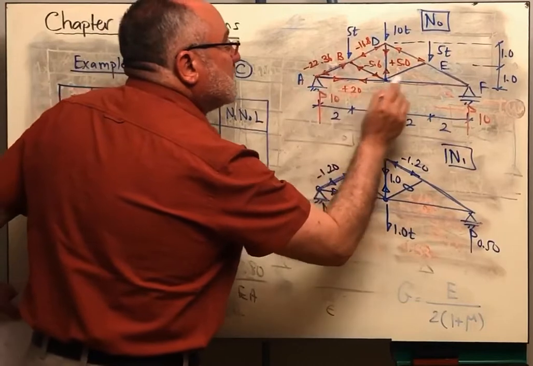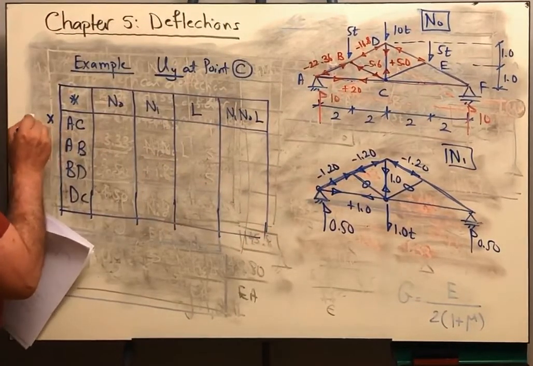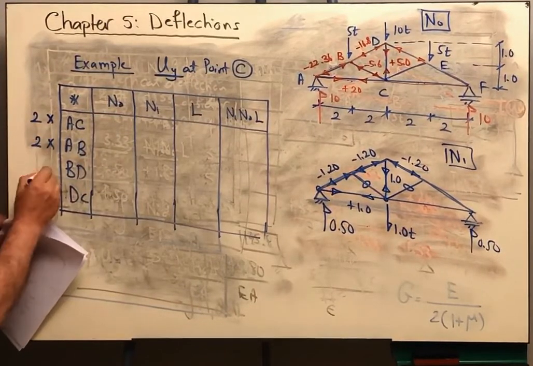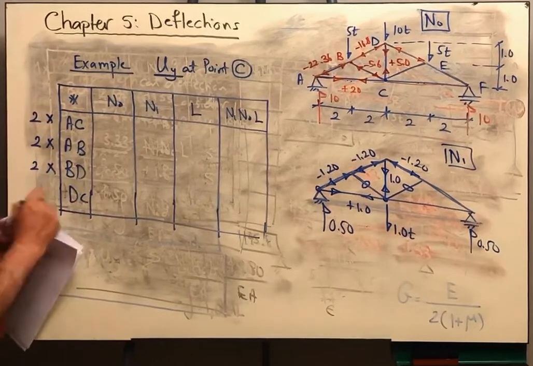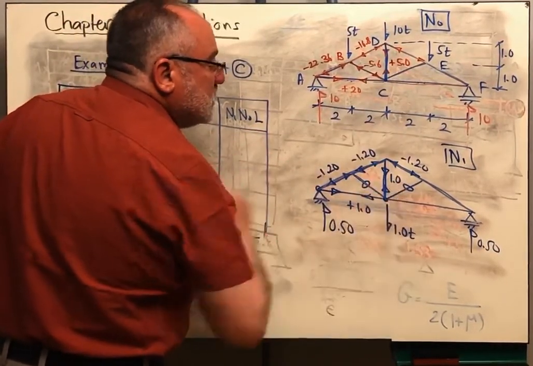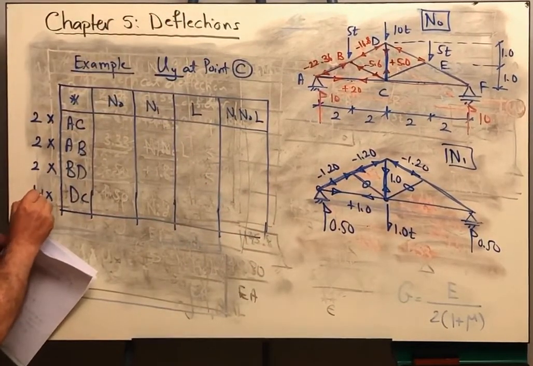Member AC is repeated twice because this is symmetric. I will have to multiply this by 2. And also member AB is multiplied by 2. Member BD is multiplied by 2. The only member that is repeated once is member DC because this is exactly on the line of symmetry. So this will be multiplied by 1.